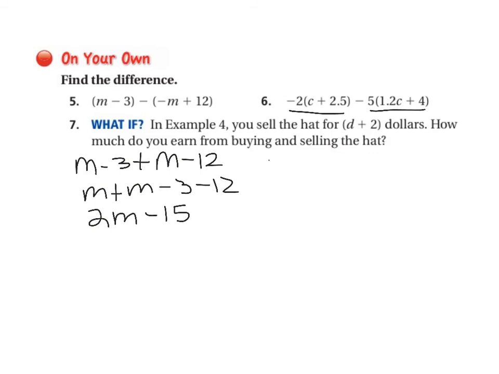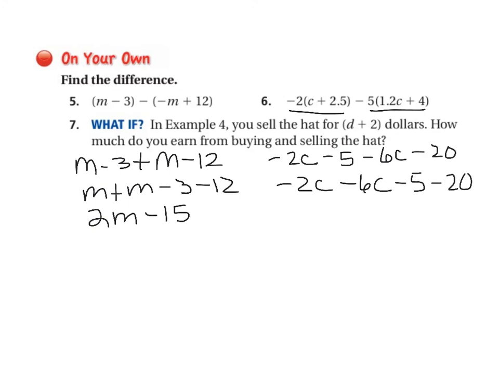Number 6, we need to resolve both of these with our distributive properties. So we have negative 2c and negative 2 times 2.5 is negative 5, and negative 5 times 1.2 equals negative 6, so that's minus 6c, and negative 5 times 4 is a minus 20. So now let's group the like terms together. So we've got negative 2c minus 6c minus 5 minus 20. So negative 2c minus 6c is negative 8c, and negative 5 minus 20 is minus 25.